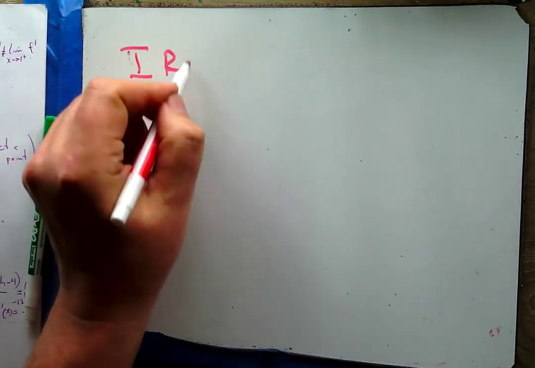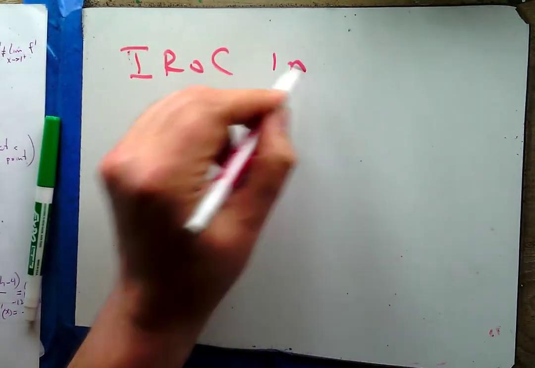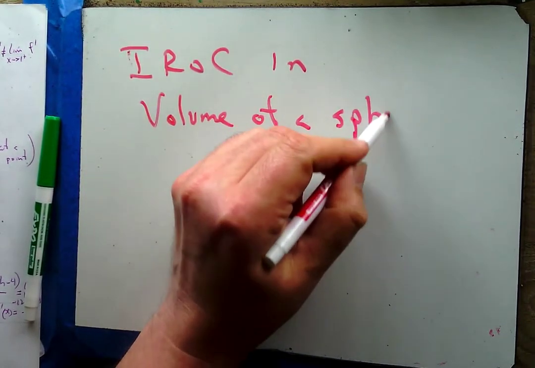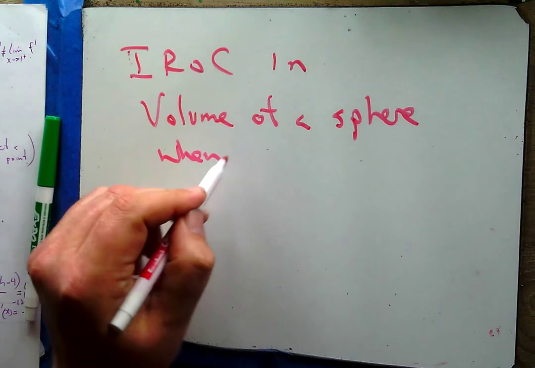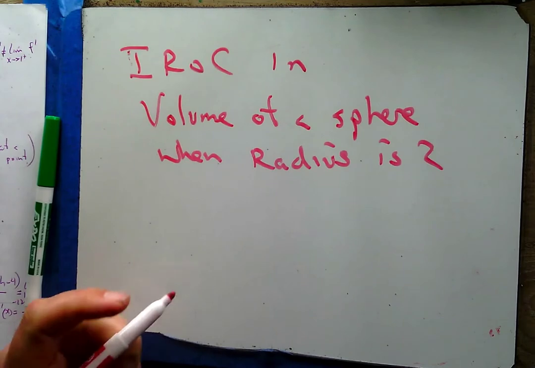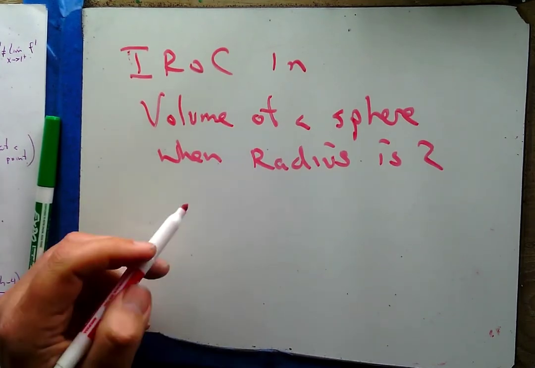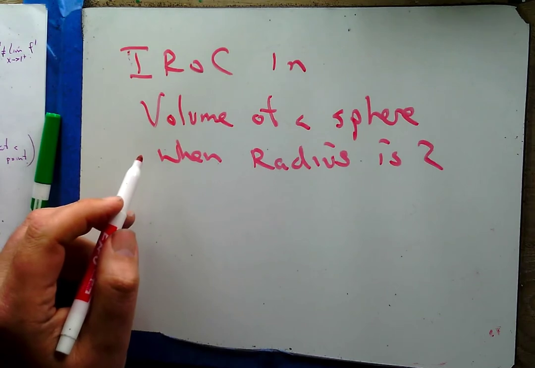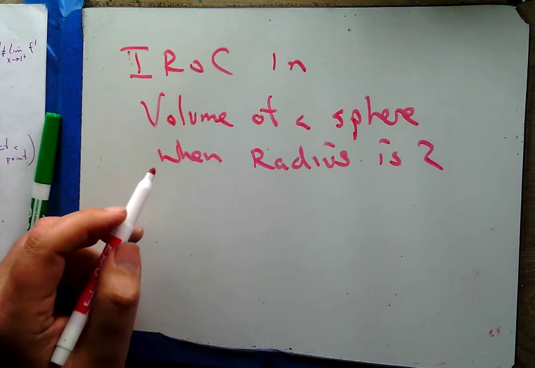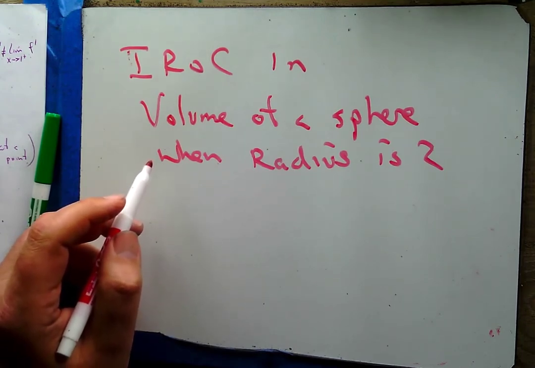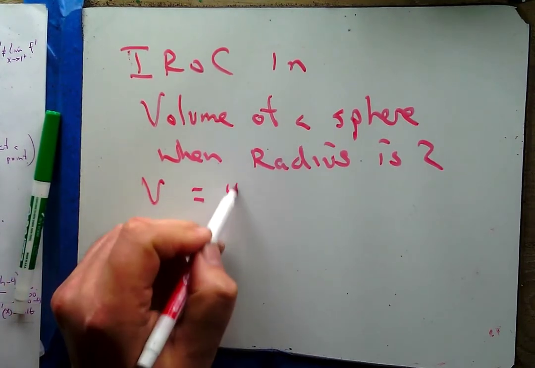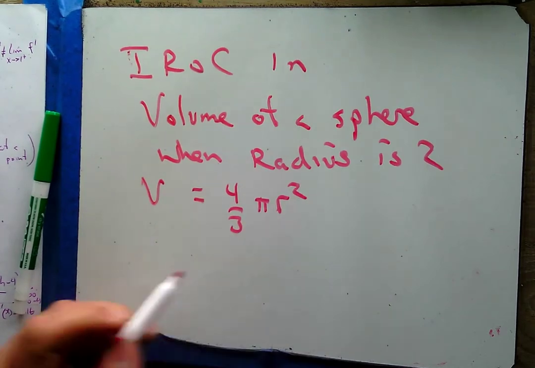Find the instantaneous rate of change in the volume of a sphere when radius is 2. Well, I need the formula for volume of a sphere. And if you don't know the formula of volume of a sphere, you actually do need to know it. So go to that page in your notes called Formulas That I've Forgotten That I Really Need to Remember, and write this down. Volume of a sphere is 4/3 pi r squared.